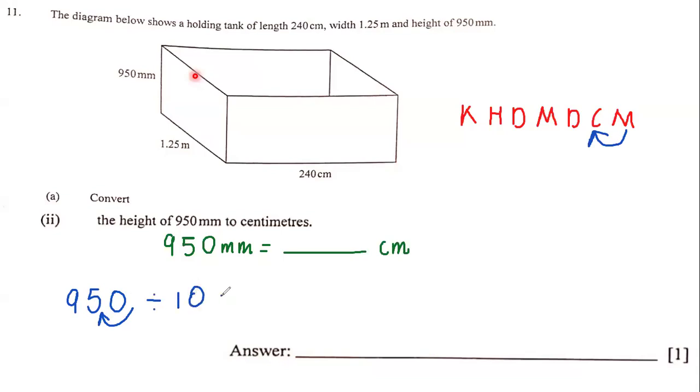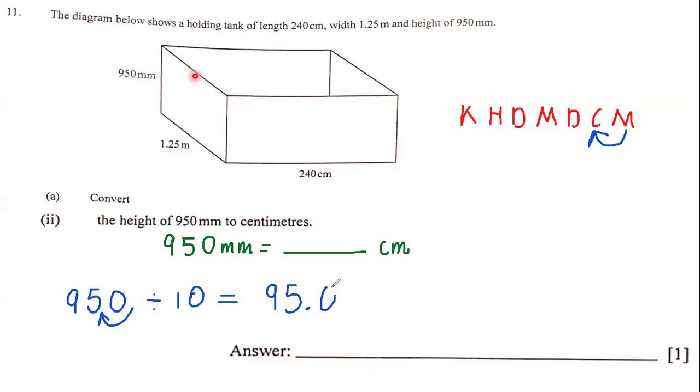But the reason why we divide by 10 is because we move over once to the left. So that's going to be what? Instead of it being 950, we move over once to the left. So it's going to be 95 point what?